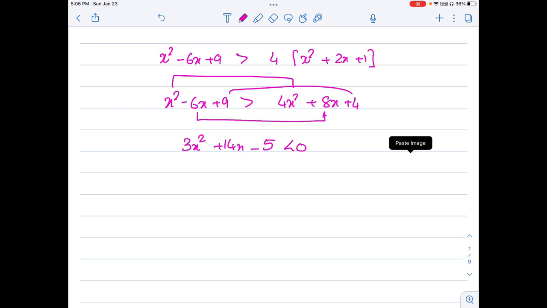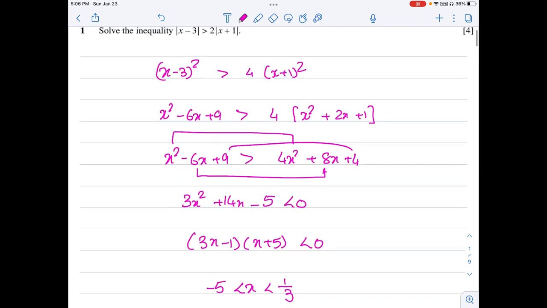Now factorize this one. I'm directly writing the answer. It should be (3x minus 1) times (x plus 5) is less than 0. 3x minus 1 times x plus 5. Check whether it does make sense. Yes, it should be making sense. So x lies between negative 5 and positive 1 upon 3. That's going to be the answer for question number 1.